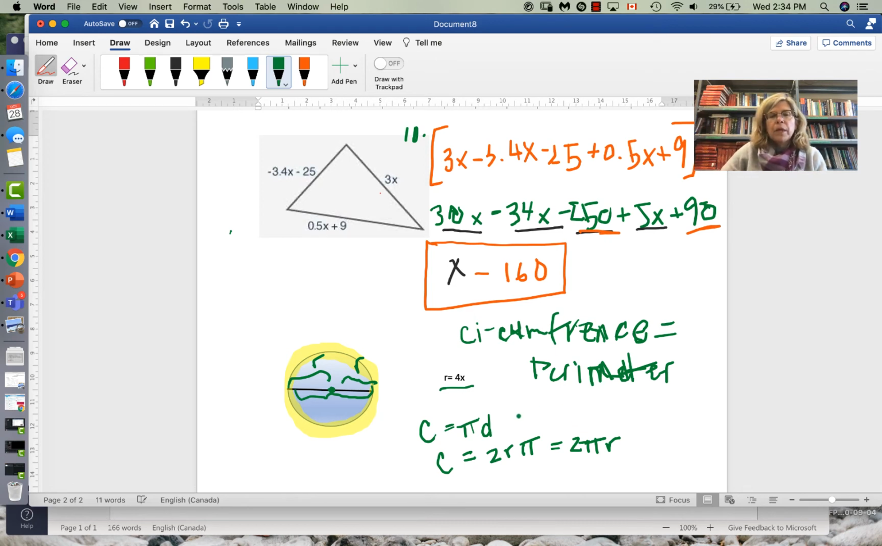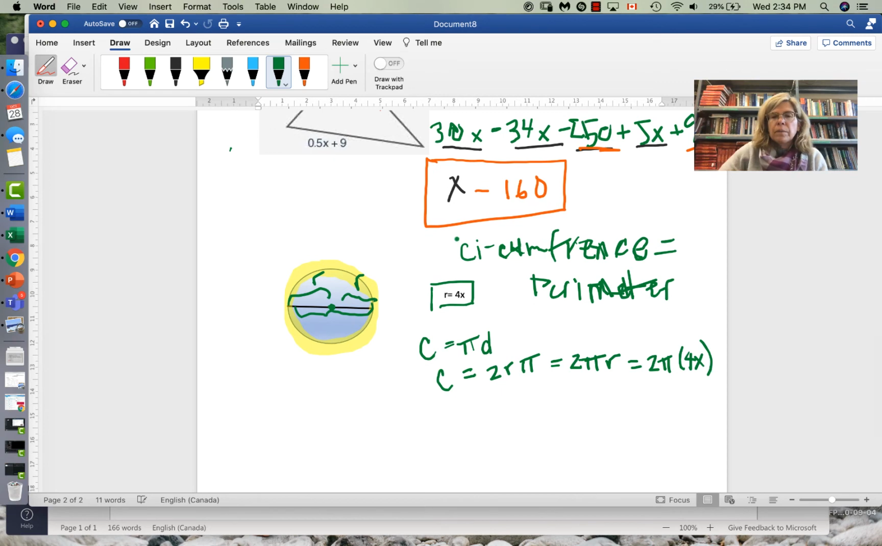Okay, so then if we know that r equals 4x, well then you just simply have to plug it into the equation. So you'd have 2 pi and then 4x. And then that equals, you could say, 8 pi x. There.